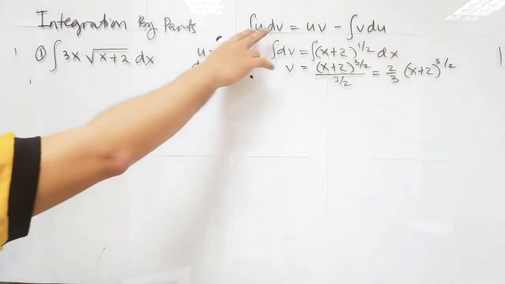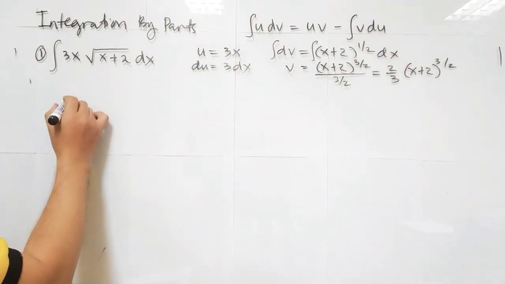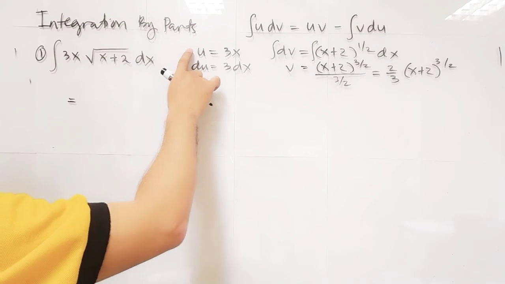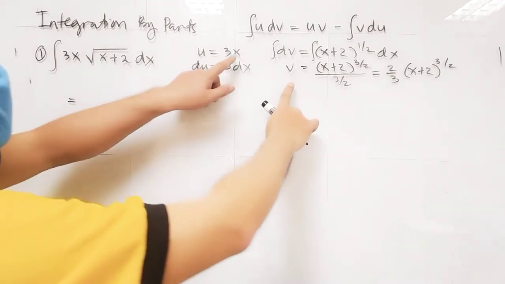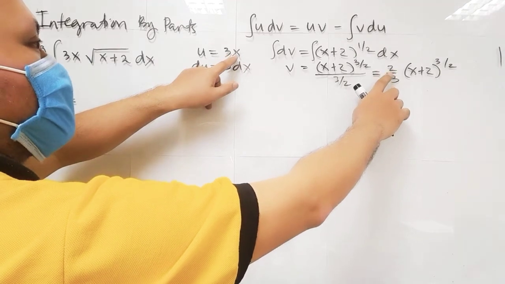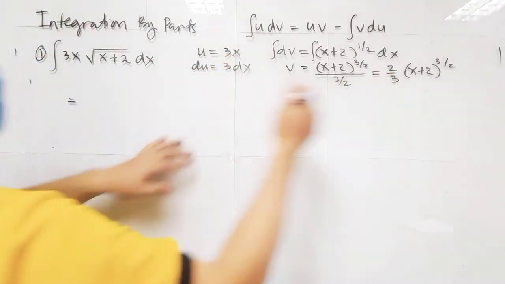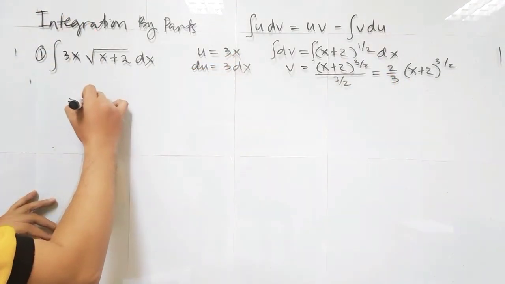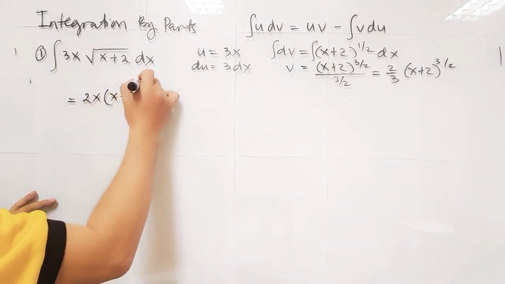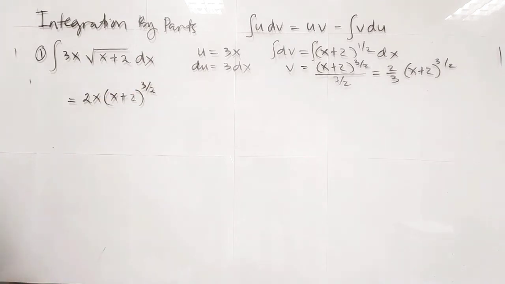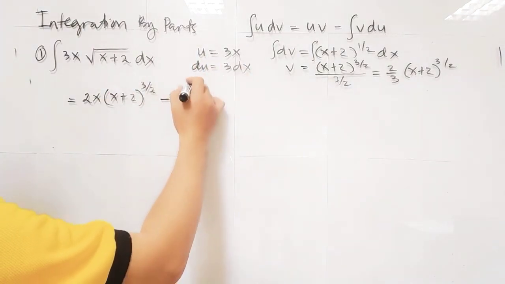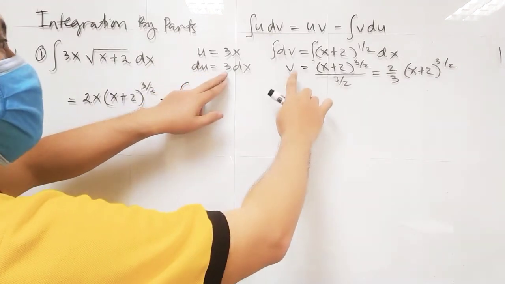Okay, when we apply our u dv, that is equivalent to u times v. So if we multiply 3x by 2 over 3, we cancel 3. So what remains here is 2x, and then x plus 2 raised to 3/2. That is u times v, minus the integral of v du.